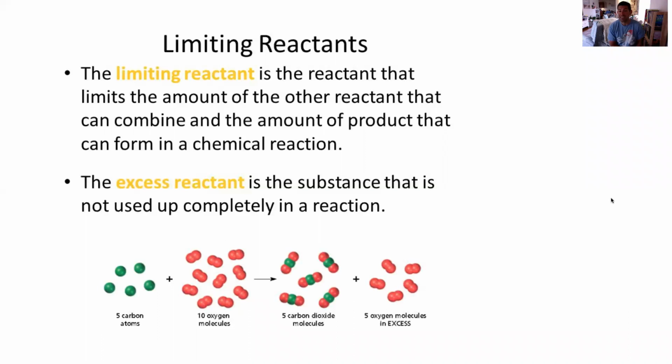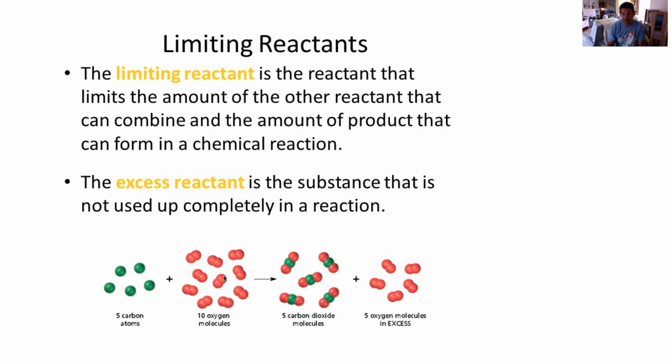All right, so the definition. The limiting reactant is the reactant that limits the amount of the other reactant that can combine and the amount of product that can form in a chemical reaction. Now the other important term to know is excess. The excess reactant is the substance that is not used up completely in a reaction.